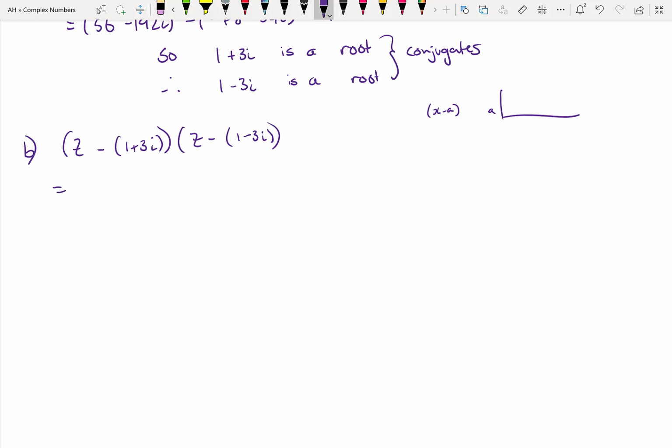That's where this bit here comes from. What I'm going to do is multiply that out, so I get z squared minus (1 plus 3i) lots of z minus (1 minus 3i) lots of z plus (1 plus 3i)(1 minus 3i). Tidying that up, I'm going to get z squared minus 2z plus 10. Those are my two roots multiplied out, tidied up together.